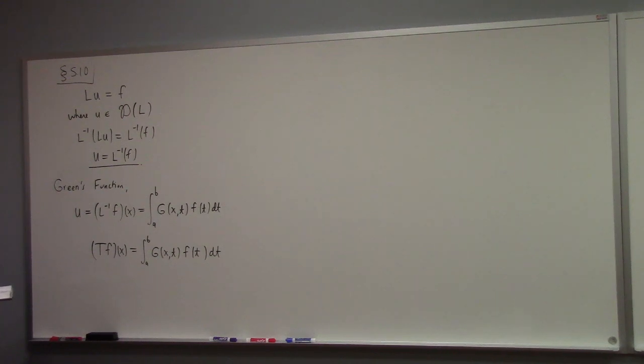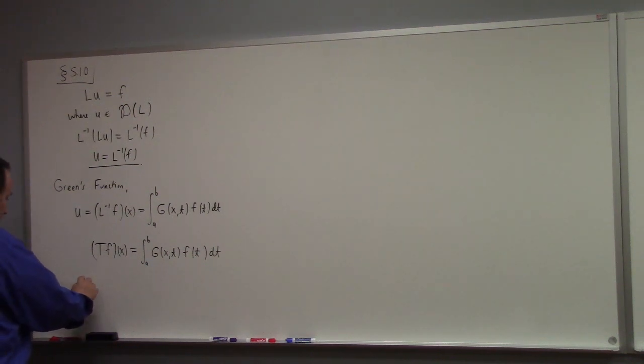Theorem 5.10.2 says it's a self-adjoint compact operator from Lebesgue integrable functions L1 of AB into continuous functions C of AB. And the next theorem says if lambda equals 0 is not an eigenvalue of the Sturm-Liouville system in the sense we defined last class, then this operator T will not have 0 as an eigenvalue. And then theorem 4 in this section says under the assumptions, lambda is an eigenvalue of L if and only if 1 over lambda is an eigenvalue of T.